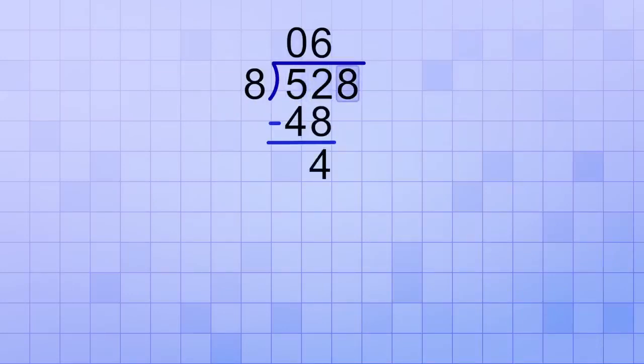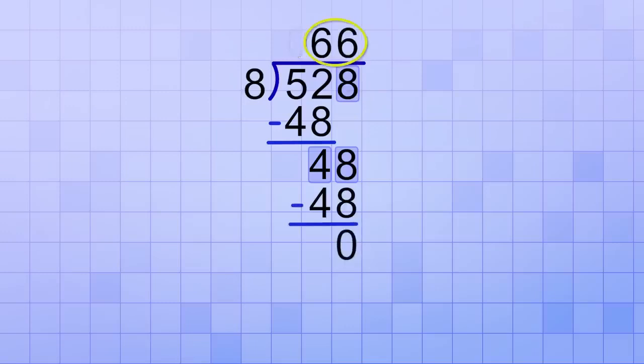Now, we only have one digit left to divide, so we bring down a copy of it to combine with the remainder and ask how many 8's will make 48. We know the answer to that is 6 also. 6 times 8 is 48, which leaves no remainder. There, our answer is 66.